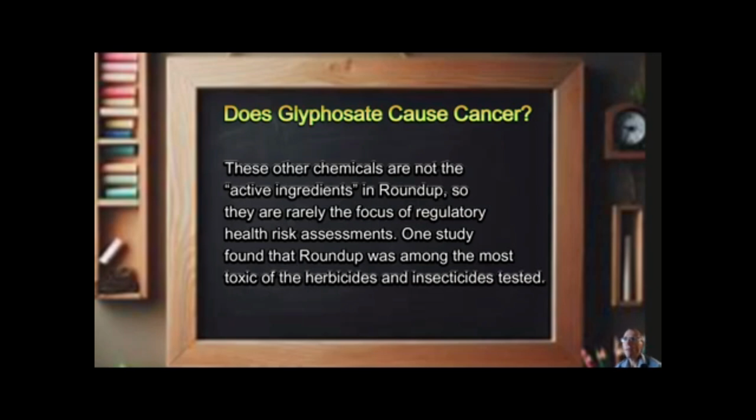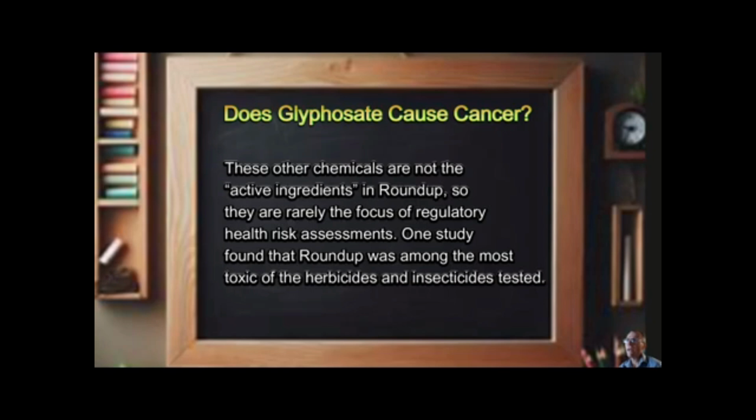I feel like a lot of people have this major concern, and what you see on TV is almost reality. So you're thinking, if I'm putting this product out, there's a good chance if it contacts my body or if I'm coming into contact with it, however, I could get cancer. The reality is, according to the EPA, there is a concern about other ingredients in Roundup as they may be more toxic than glyphosate. These other chemicals are not the active ingredients in Roundup, so they are rarely the focus of regulatory health risk assessments. One study found that Roundup was among the most toxic of the herbicides and insecticides tested.